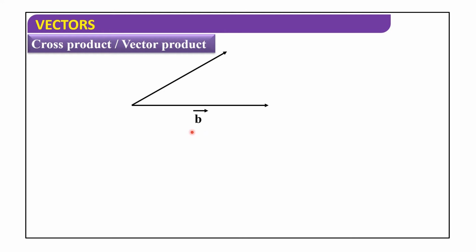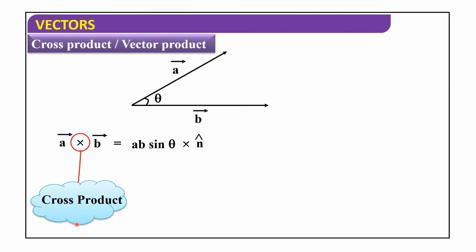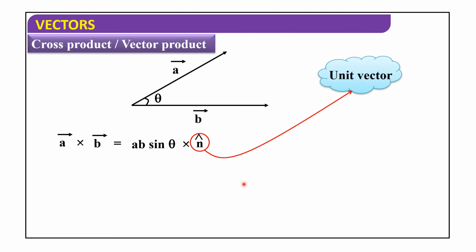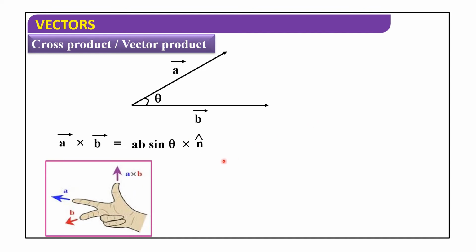A bar and B bar are two vectors making an angle theta. So A bar cross B bar is equal to AB sin theta into n cap. So this is the cross product. Here theta is the angle between the two vectors, and n cap is the unit vector.